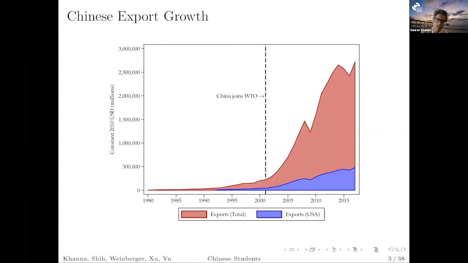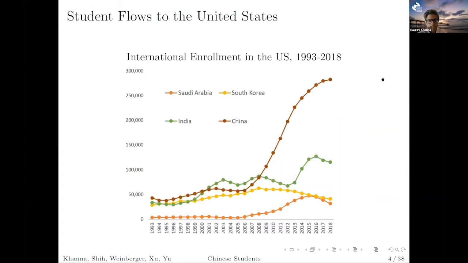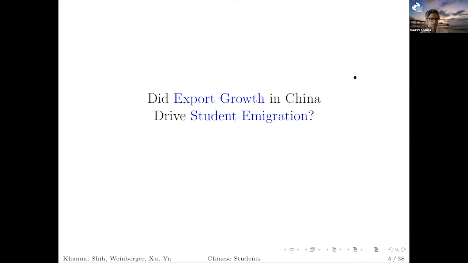When China joined the WTO in 2001, there was a massive increase in exports from China to the US, but also to other countries. It really takes off after 2001. A few years after that, you see a big increase in international student flows from China to the US. So where we come in, we look at these two pictures and we ask ourselves, are they related?